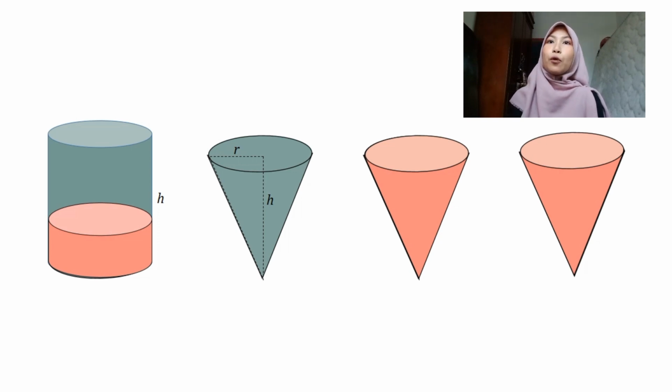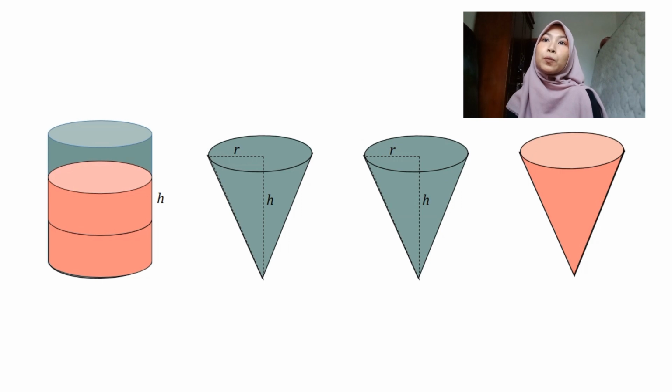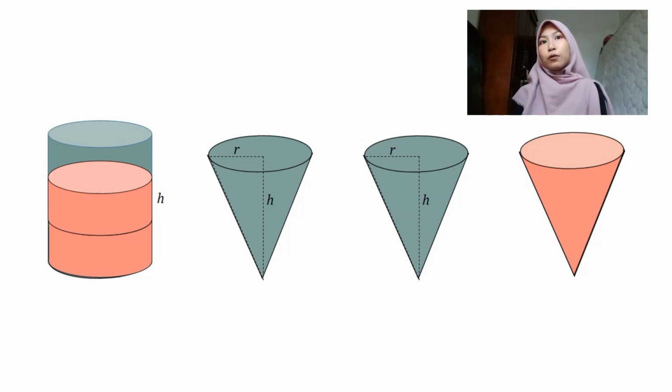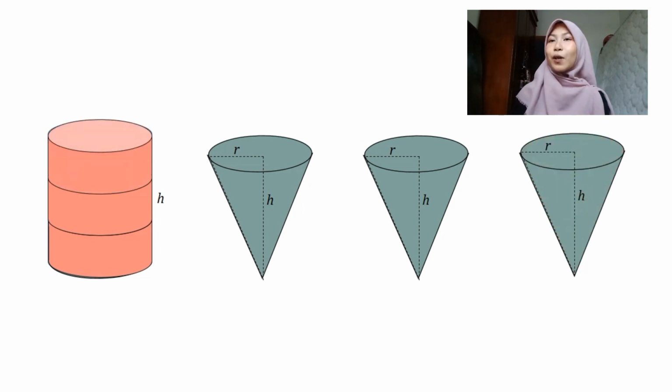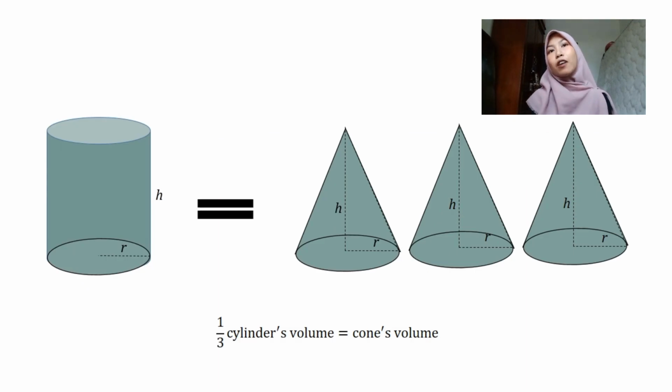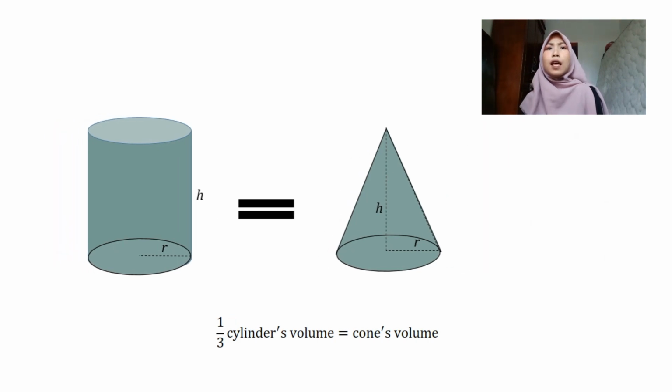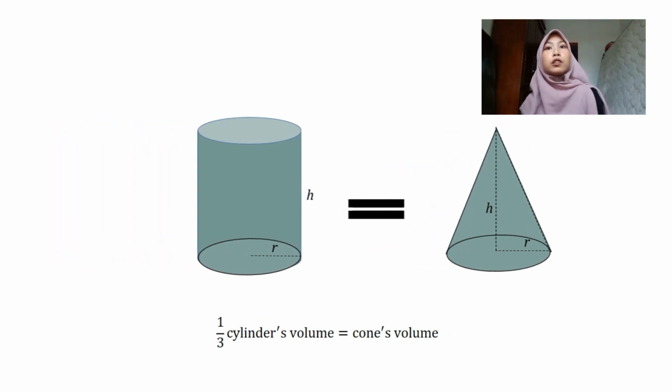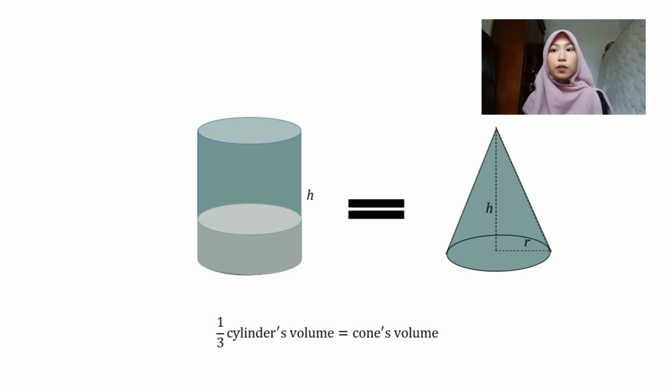Let's see. If I add another cone, it will fill the cylinder with the same volume as well. And what if I add this last cone? Wow, so the cylinder is getting full. So we can take the conclusion. The volume of a cylinder is equal to the volume of three cones. So if the volume of a cylinder is equal to the volume of three cones, then the 1/3 part of the volume of a cylinder is equal to the volume of a cone.